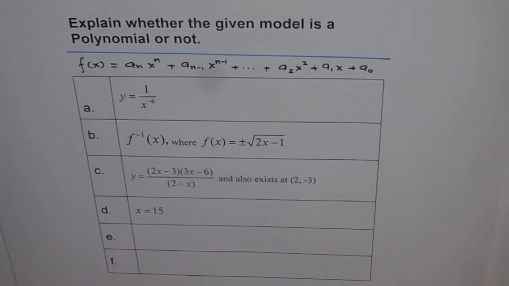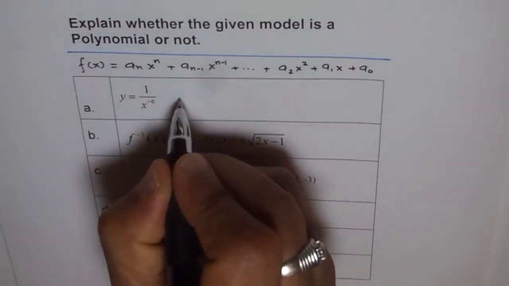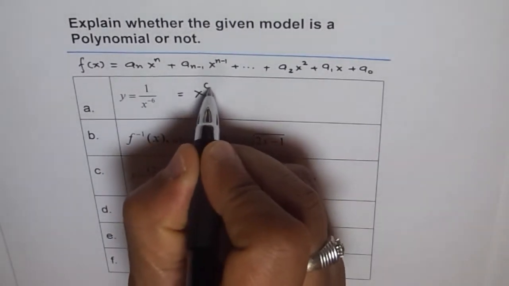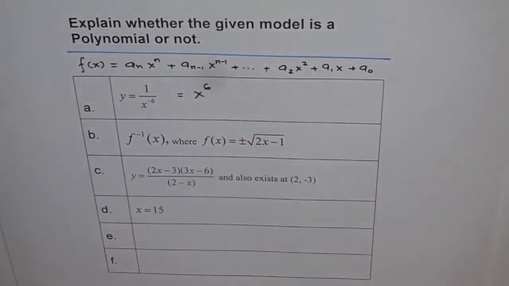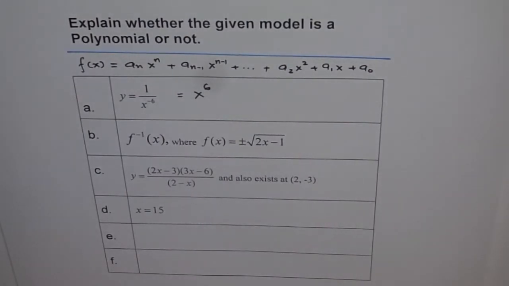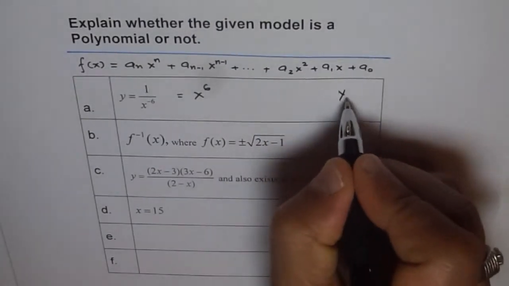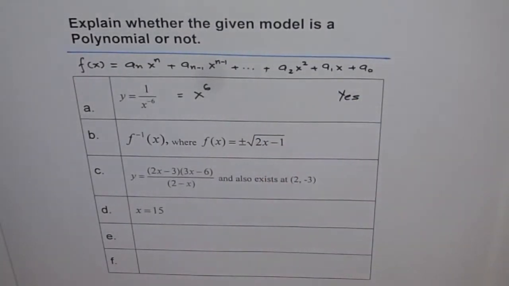Now A is y equals 1 over x to the power of minus 6. Is this a polynomial or not? So you may have to rework at times. Here you can write this as x to the power of 6. If you write this as x to the power of 6, then what do you think? Is it a polynomial? Yes, the answer is yes. So yes, it is a polynomial.